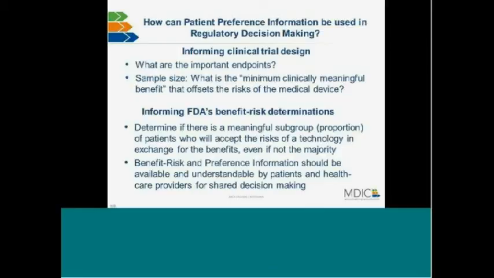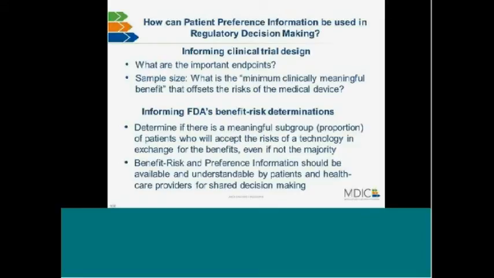And what if this subgroup is not the majority, as Bennett mentioned? He gave a no-brainer example: 80% of patients think that the benefits outweigh the risk. What about if it's 40% of patients? If we don't approve the technology for those 40%, nobody has access to it. But if you do, the other 60% might choose something else. So this has to be taken into account as well.